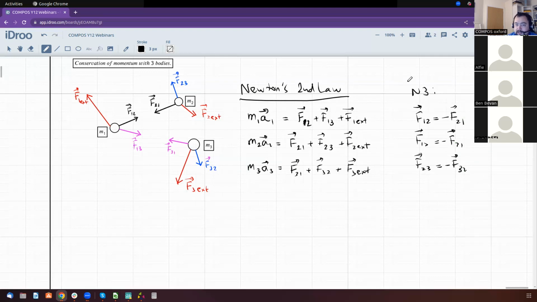Does this make sense? How much sense does everything make so far on a scale of 1 to 10, please? 10 being it makes perfect sense. Good.